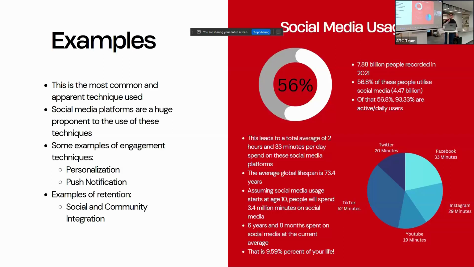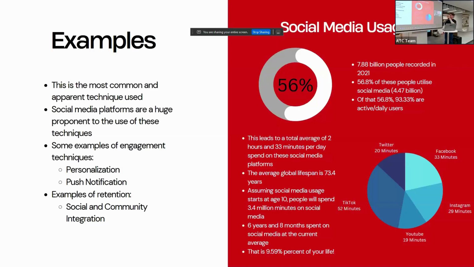Now, since social media is such a huge proponent of the use of these techniques, I thought it would be interesting to go over some statistics on social media usage. So in the year 2021, roughly 7.88 billion people were recorded in the world, and of that, 56.8% of these people utilize social media. That's roughly 4.5 billion people. And of that, 93% are active or daily users of the systems.